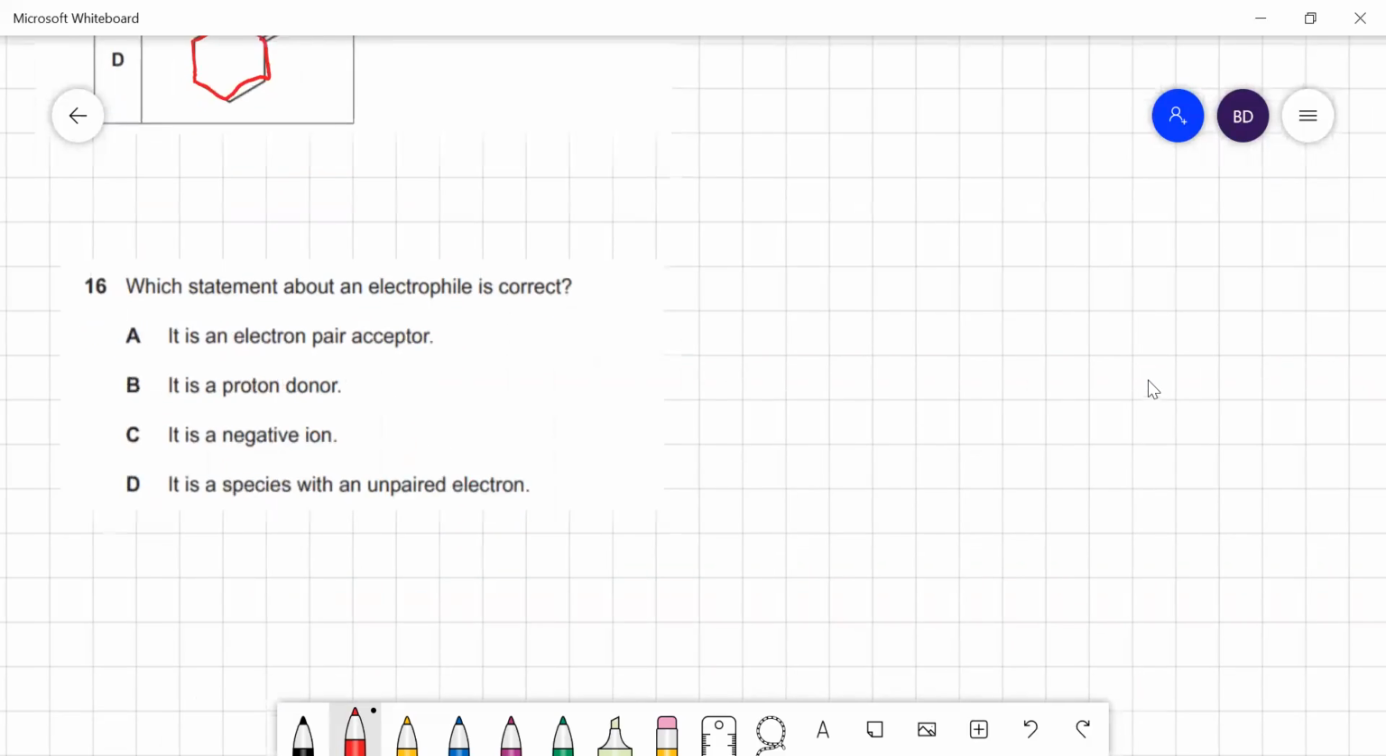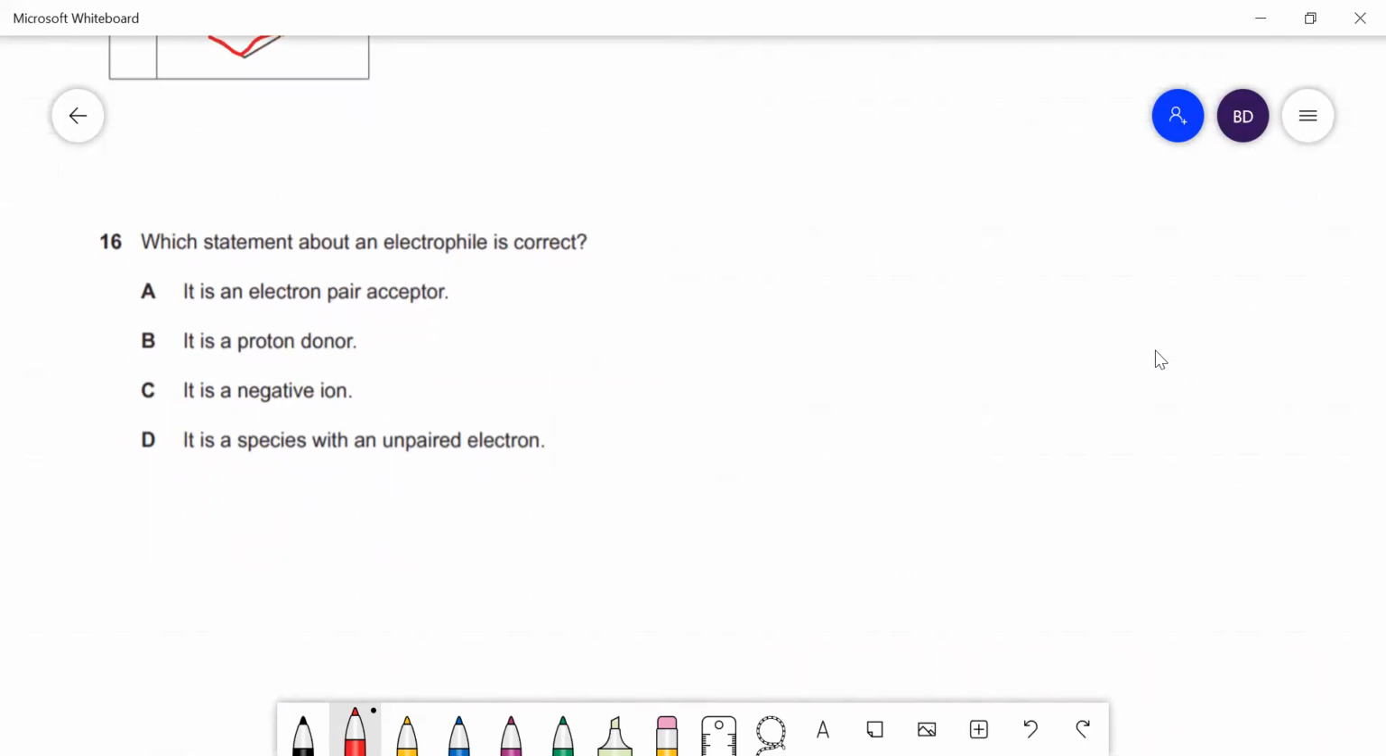Right, which statement about an electrophile is correct? Well, let's think about a stereotypical electrophile. We're going to have ethene, say, reacting with hydrogen bromide. And we have a partial positive charge on there. The first step in the mechanism, that pair of electrons goes on to the hydrogen. Okay, so is the hydrogen accepting a pair of electrons? It is. That's correct.